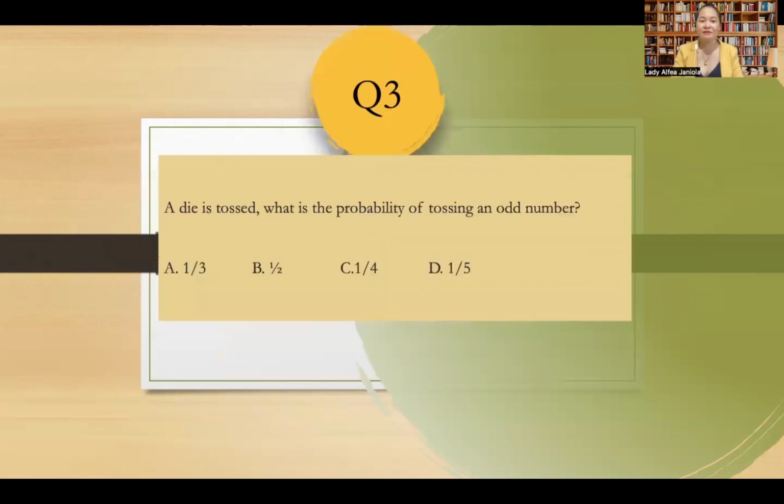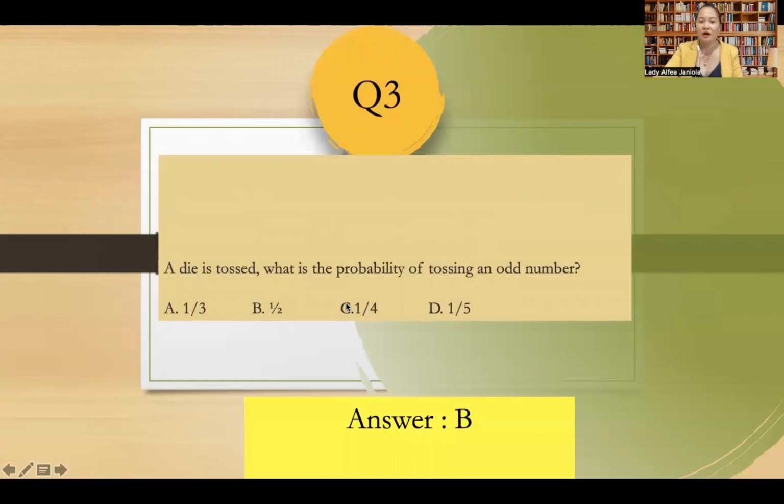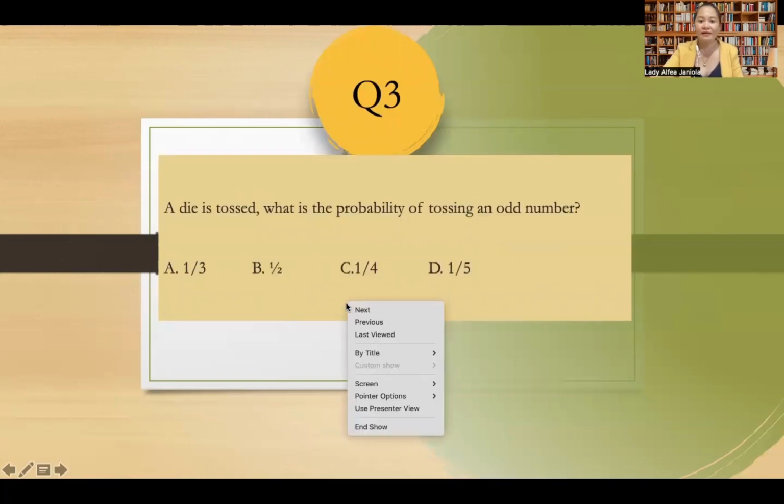Question number 3. We have probability. A die is tossed. What is the probability of tossing an odd number? So we all know a die has 6 faces, 1 to 6. So odd numbers, there are 1, 3, and 5.